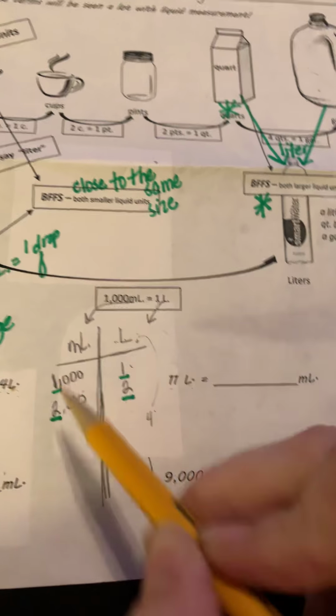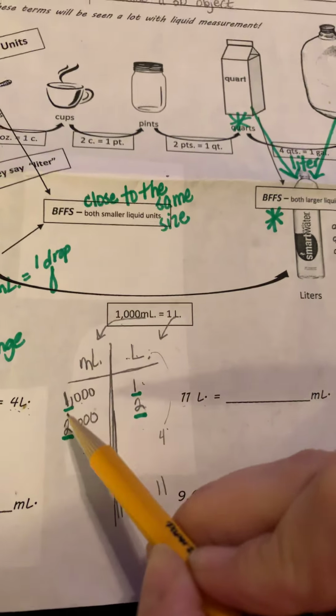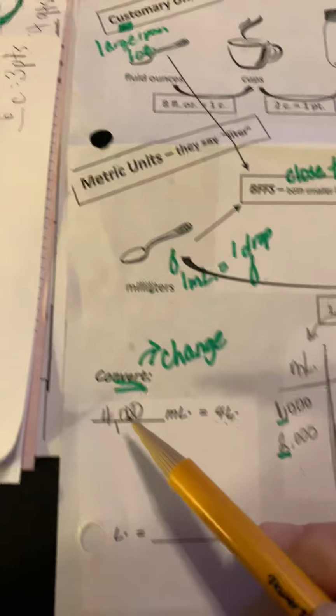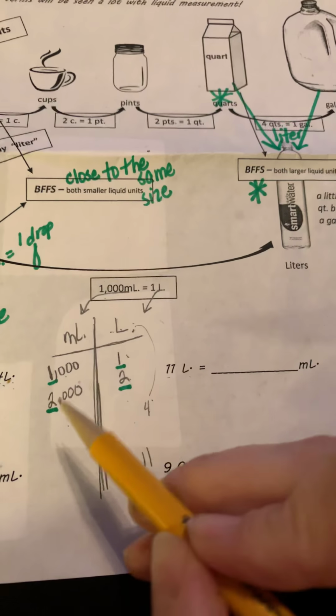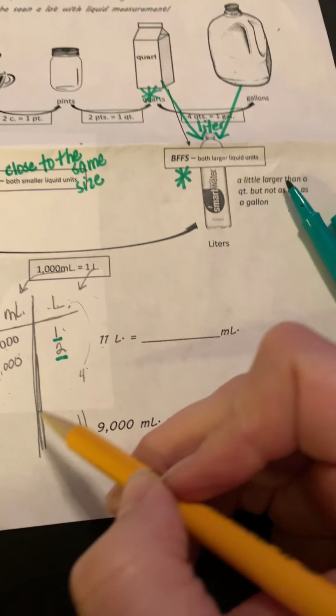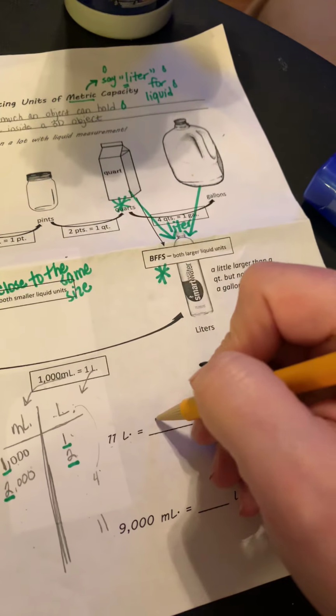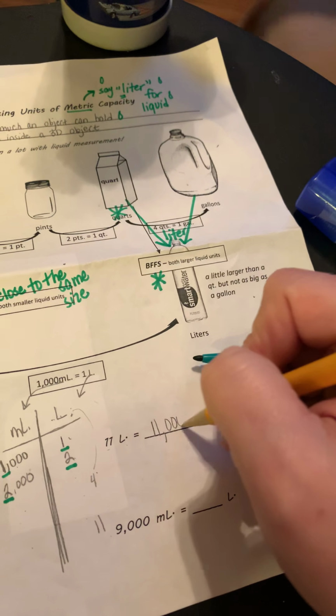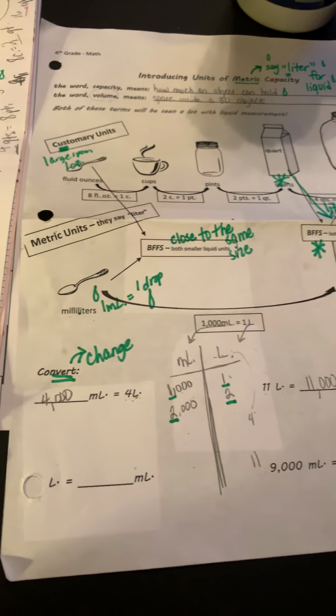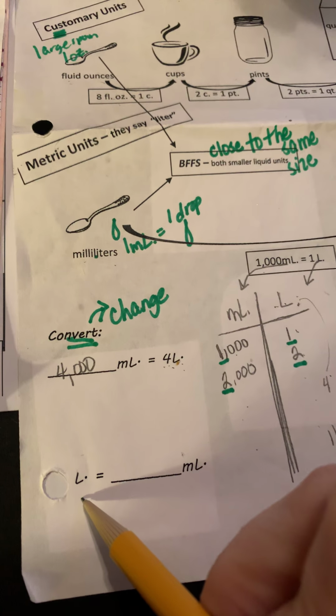1 has 1,000. 2 has 2,000. 4 has 4,000. 7 has 7,000. 9 has 9,000. 11 has, and that's Landon, my second grader, who is telling you the pattern. 11,000.